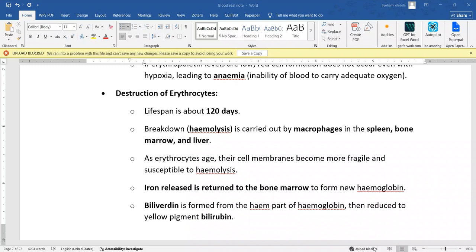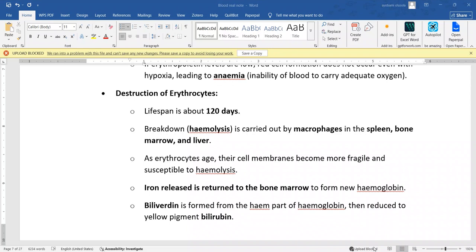So who knows macrophages? What are macrophages? I need someone to tell me what macrophages are. What type of blood cells are macrophages? Now, the word phage means white. Yes, they are white blood cells.